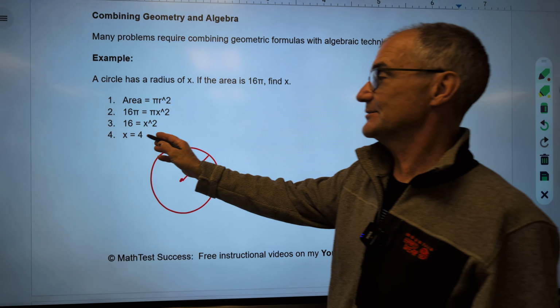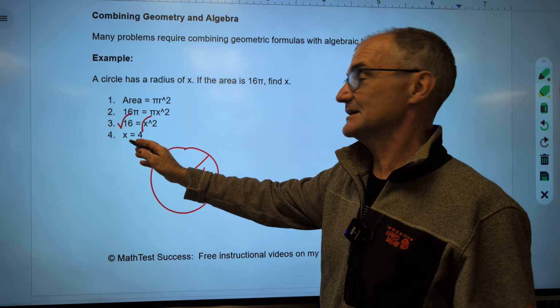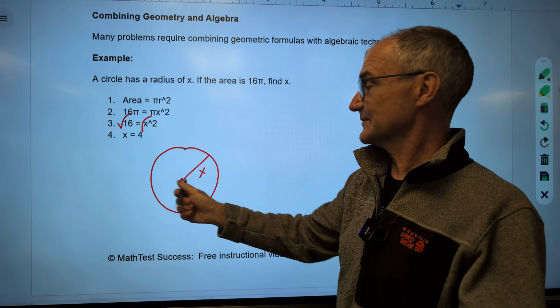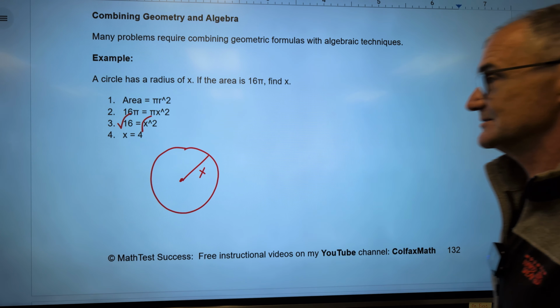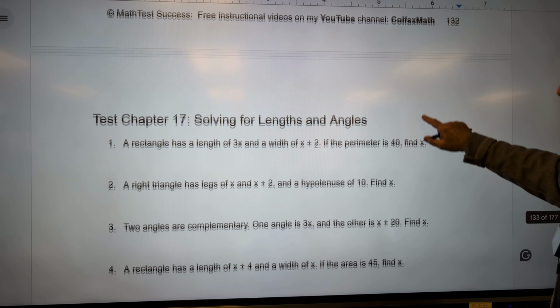I take the square root of both sides. Square root of x squared is x. Square root of 16 is 4, negative 4. Can't have a negative length, so you discard it. The correct answer is 4 right there.